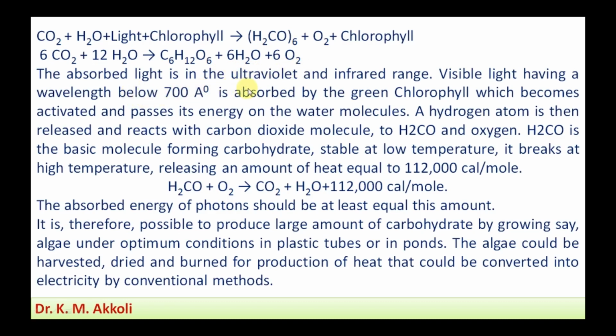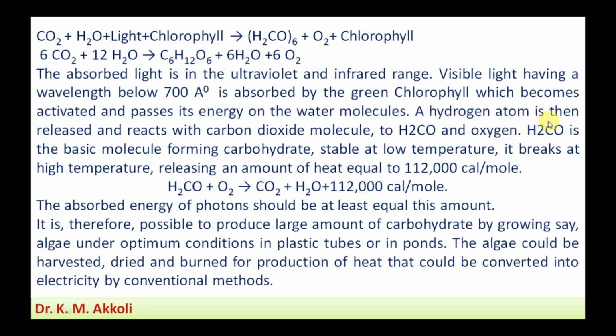And the light absorbed is in the ultraviolet and infrared range. Visible light having a wavelength below 700 angstrom is absorbed by the green chlorophyll, which becomes activated and passes its energy on to the water molecules. Here the chlorophyll in the green plants, by receiving the light, becomes activated and passes the energy to the water molecules, because the water molecules require energy to split into hydrogen and oxygen, and they get that energy from the chlorophyll.